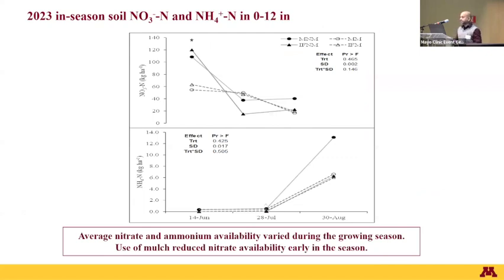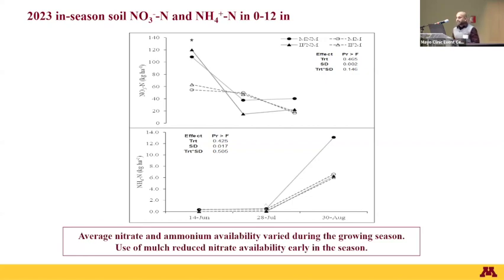So this figure here shows the total nitrate and ammonium availability in in-season soil samples that were collected in 2023 at the depth of 0 to 12 inches. And in this graph, the circles represent the manure treatments, and triangles represent the inorganic fertilizer treatments. The solid shapes indicate the treatments without wood chips, whereas the open shapes represent treatments with wood chips. The average nitrate and ammonium availability, as you can see, varied during the growing season, with higher nitrate early in the season and increased ammonium later in the season.